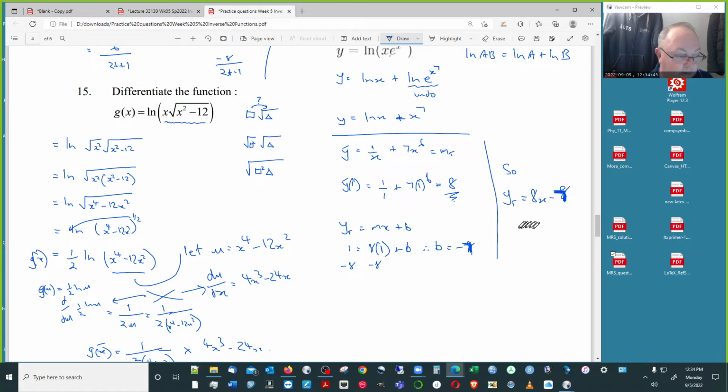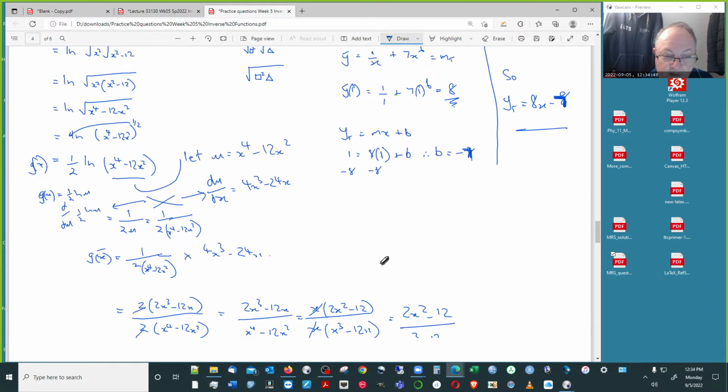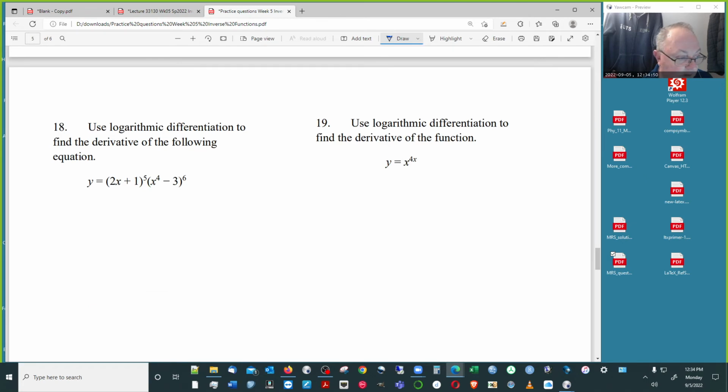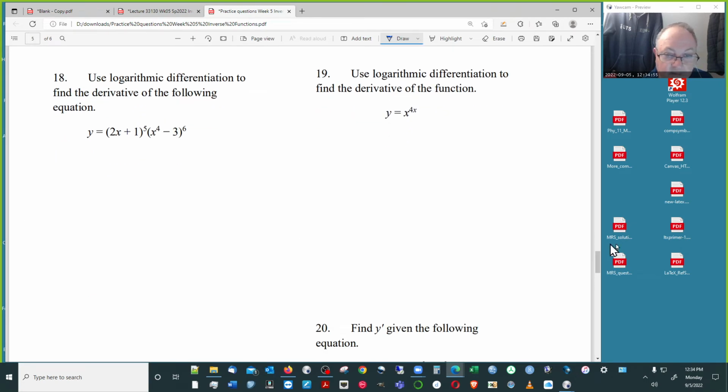Okay, you happy with that? That's the solution we want. Thanks for picking that up. Alright, so how are we going? Alright, logarithmic differentiation to find the derivative.